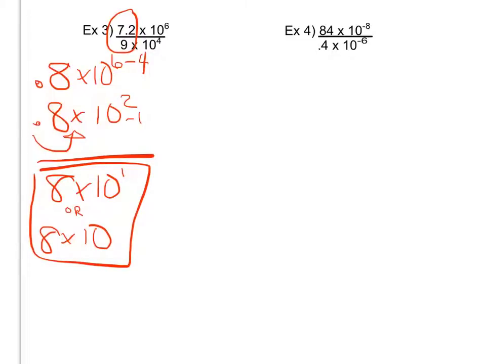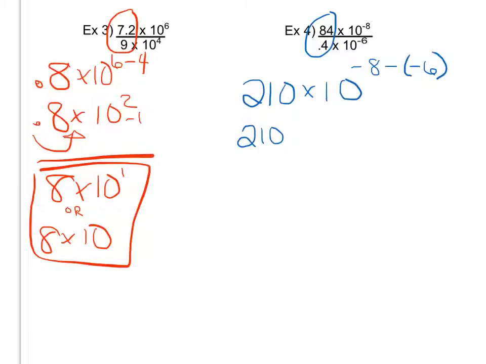Okay, so same thing with example 4. If you didn't try it yet, pause it and try it first. First thing I'm going to do is 84 divided by 0.4. It gives me 210 times 10 to the top minus the bottom. Well, that gives me 210 times 10 to the negative 8 plus 6, which is 210 times 10 to the negative 2. Remember, scientific notation is the only time that negative exponents are okay, so I'm going to leave that.